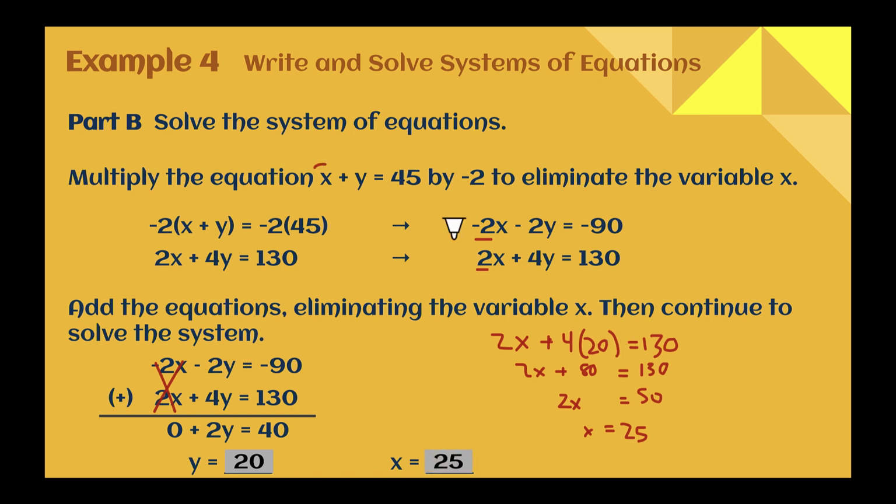We also could have just used our original equation here. X plus y is 45, but now I can use that to check. Are my two values added together equal to 45? Yes. 20 plus 25 is 45, and that's how many vehicles there were in total.